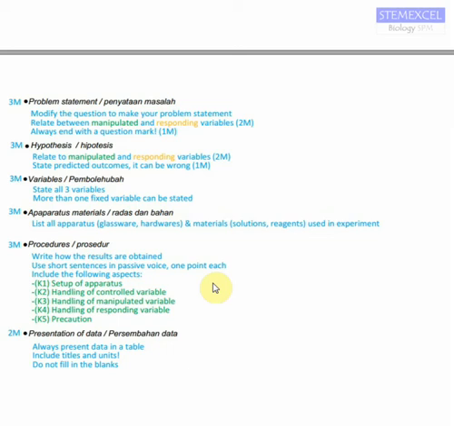And the last section is the presentation of data. Usually this carries about 2 marks. The way to do this is you should always present your data in a table, and this table should always include titles and units. It must also include the titles for the manipulated variable and the responding variable, as well as additional calculations that are required for the experiment. You are not required to fill in all of the blanks. However, the blanks for the manipulated variable should always be filled in. So now that we have gone through all of these sections, let us look at the actual answers and how we can answer this section.